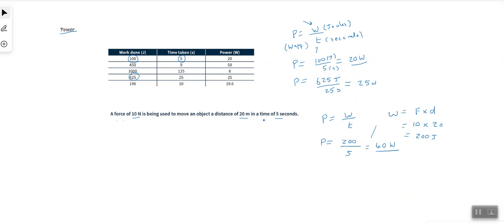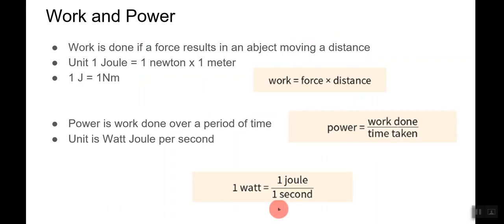Okay, so the two quantities we've looked at are work and power. Work is done if a force results in an object moving a distance. The unit 1 joule is equal to 1 newton by 1 meter, and that's what's known as a joule. So the formula for work is equal to force multiplied by distance.